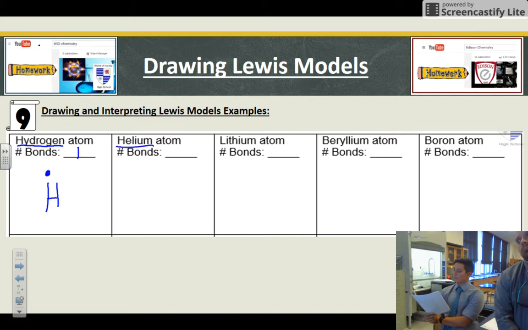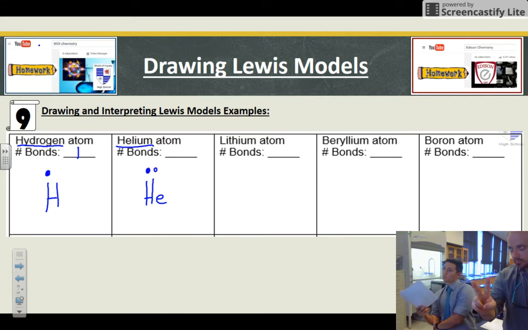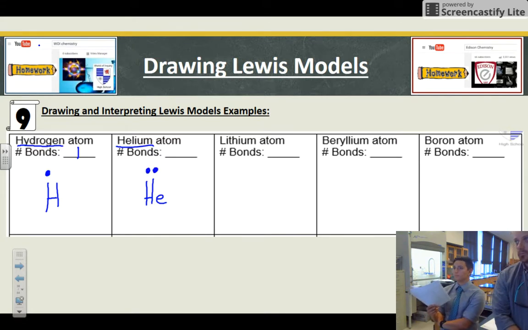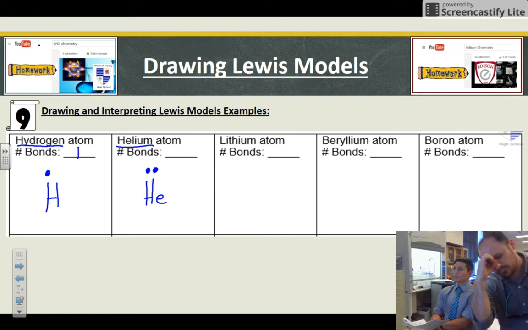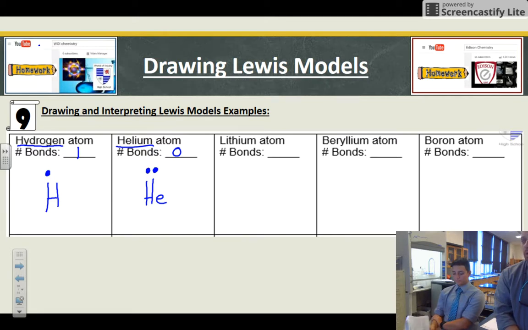Onto helium. The symbol is a capital H, little e. We've got 2 valence electrons, so the rule is first 2 together. How many unpaired electrons do I have? None, they are all paired. So helium forms 0 bonds, very unreactive. Next, lithium. That's Li, capital L, little i.